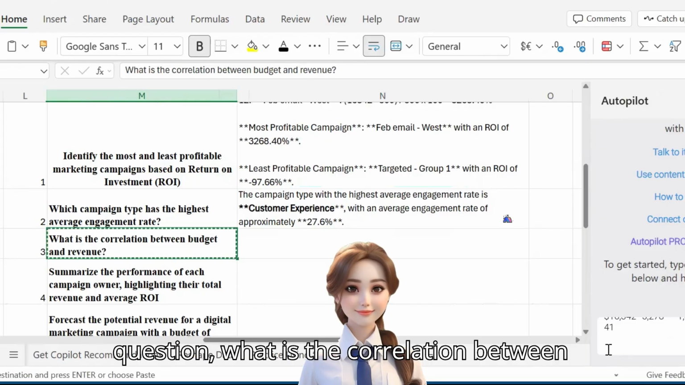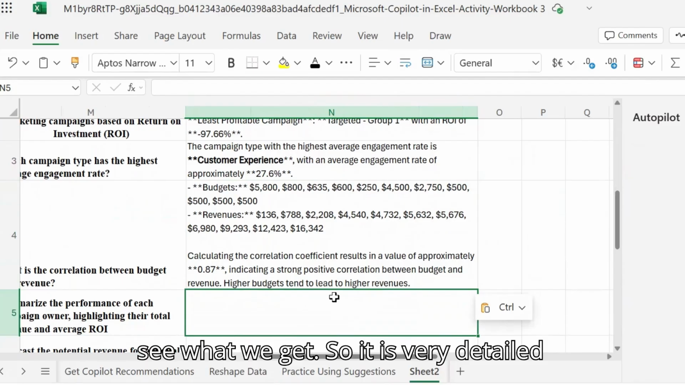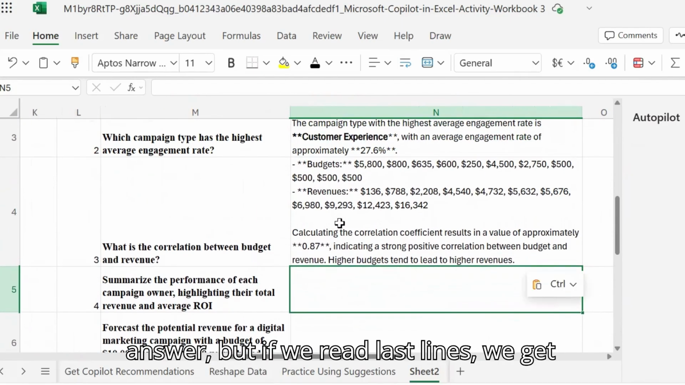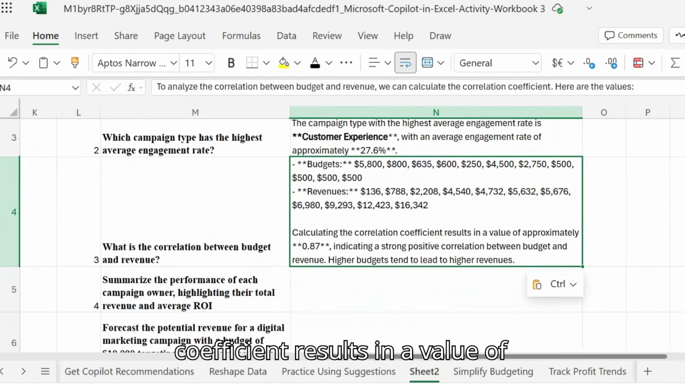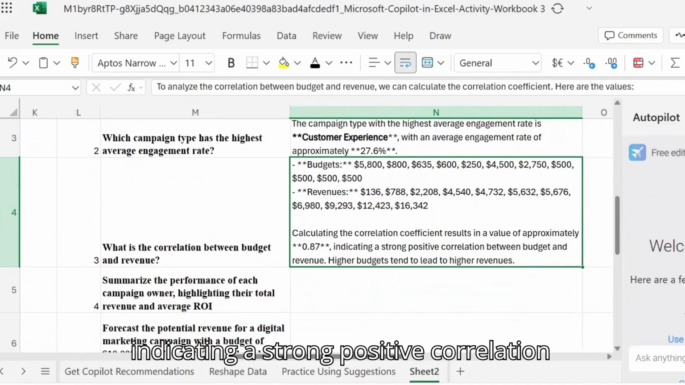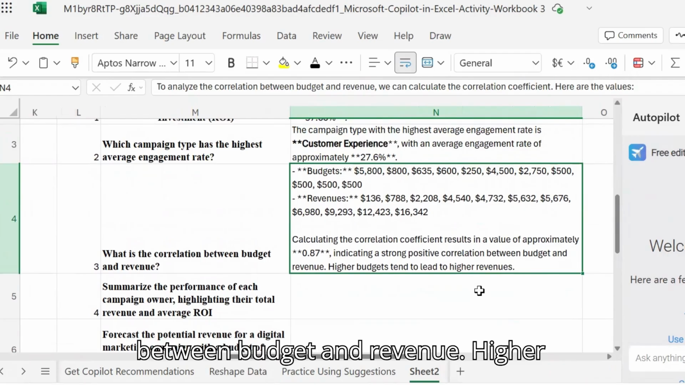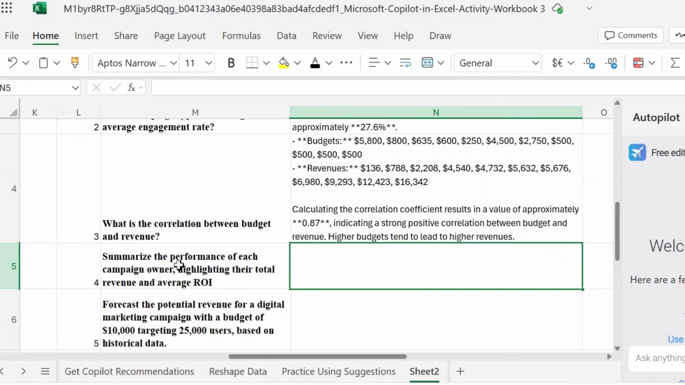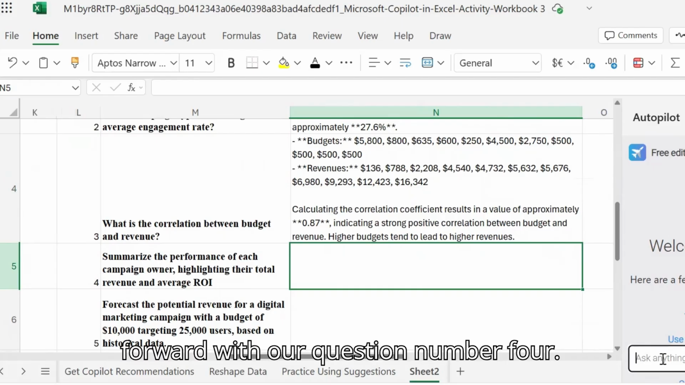What is the correlation between budget and revenue? I copy that. Let's see what we get. It is a very detailed answer, but if we read the last lines, we get our answer. Calculating the correlation coefficient results in a value of approximately 0.87, indicating a strong positive correlation between budget and revenue. Higher budgets tend to lead to higher revenues. This is so good. Okay, so let's move forward with our question number 4.